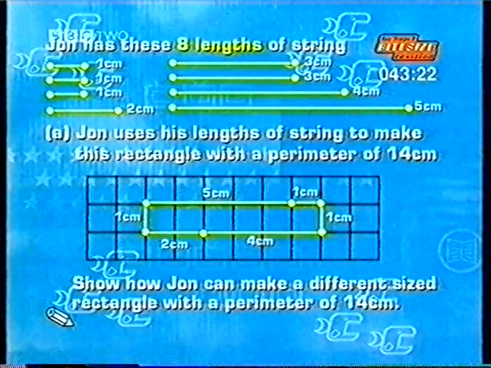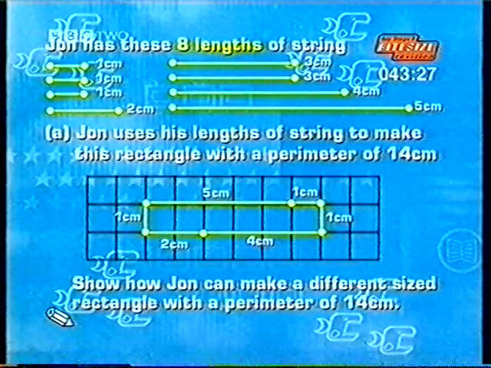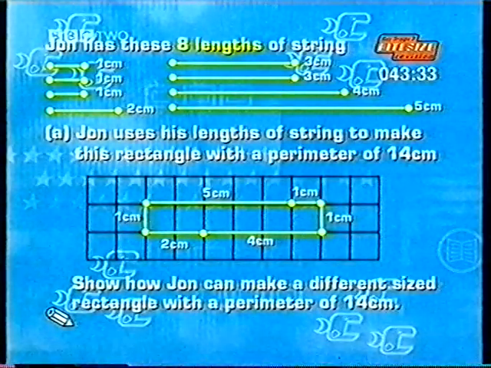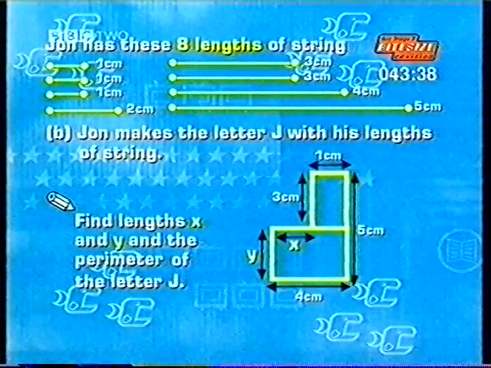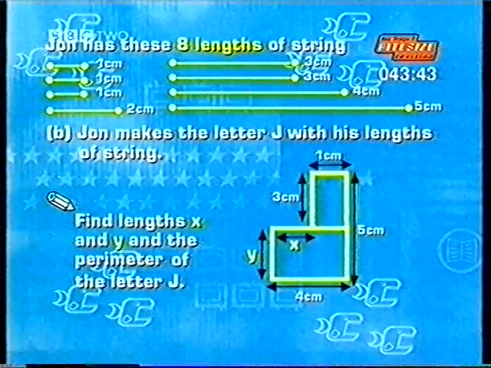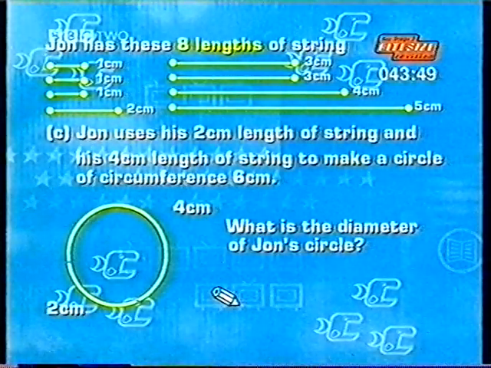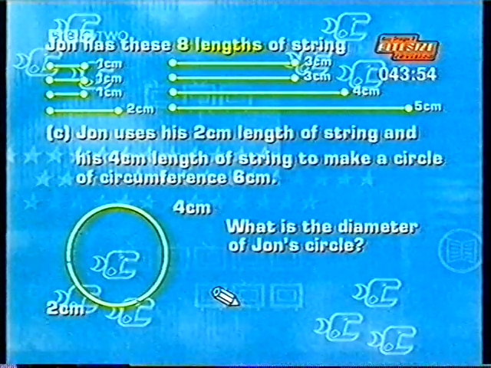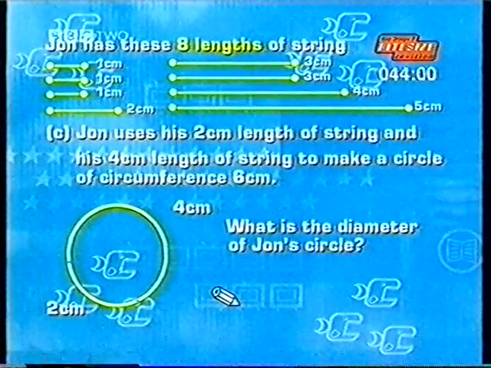Part A says that John uses his lengths of string to make a rectangle with a perimeter of 14 centimetres and asks us to show how John can make a different size rectangle also with a perimeter of 14 centimetres. Part B. John makes the letter J with his lengths of string. Find the lengths X and Y and the perimeter of the letter J. Part C. John uses his 2 centimetre length of string and his 4 centimetre length of string to make a circle of circumference 6 centimetres. What is the diameter of John's circle?